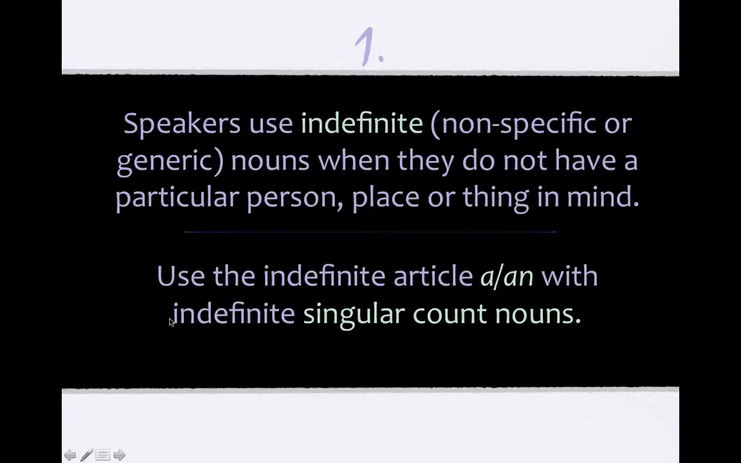Okay, number one, speakers use indefinite or non-specific or generic nouns when they do not have a particular person, place, or thing in mind. Use the indefinite article a or an with indefinite singular count nouns. And remember, this has to be a singular count noun with a or an because this word actually means one.